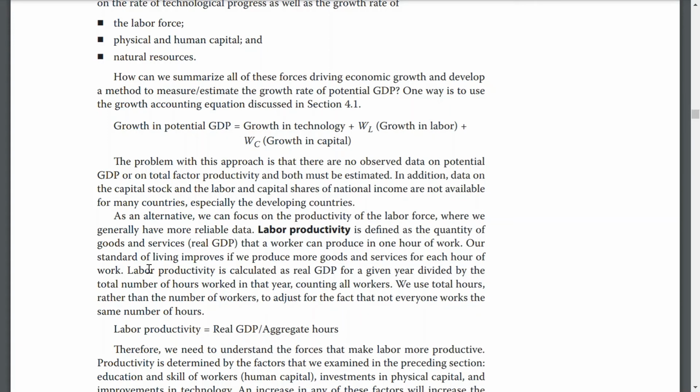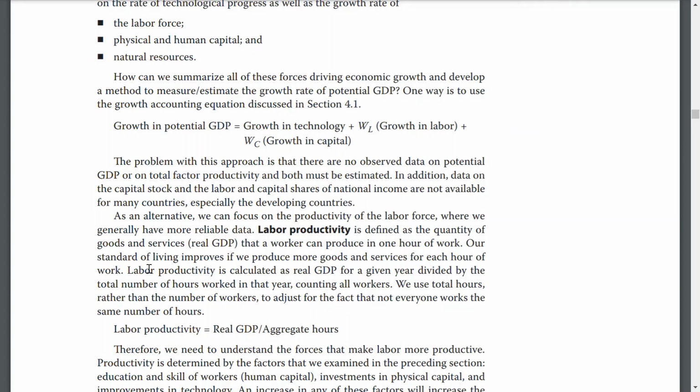As an alternative, we could focus on the productivity of the labor force, for which we generally have more reliable data. Labor productivity is defined as the quantity of goods and services, or real GDP, that a worker can produce in an hour of work. Our standard of living improves if we produce more goods and services for each hour of work. Labor productivity is calculated as real GDP for a given year divided by the total number of hours worked in that year. Counting all workers, we use total hours rather than the number of workers to adjust for the fact that not everyone works the same number of hours.